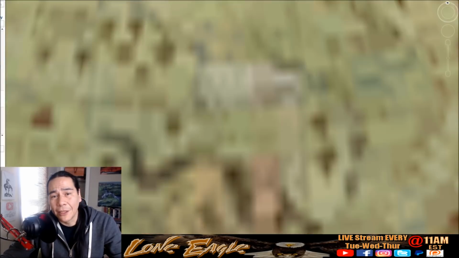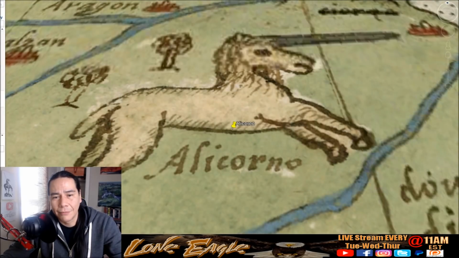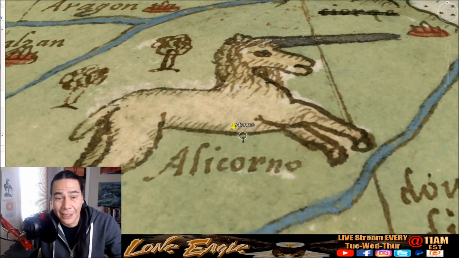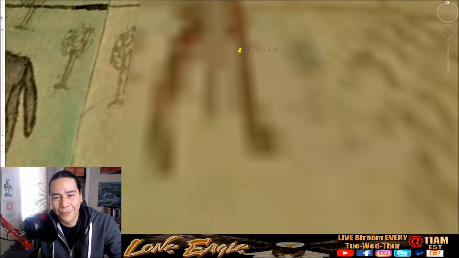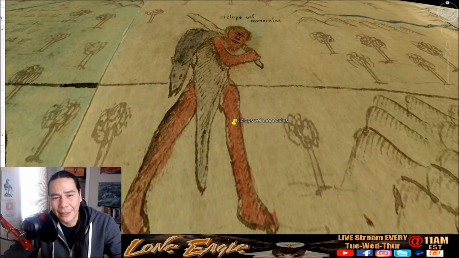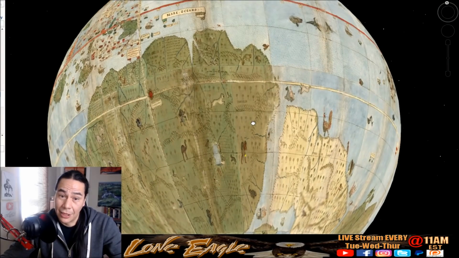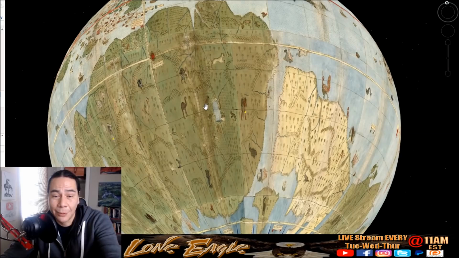And for everybody that's into unicorns, boom, alicorno. You tell me what that's about, all right? We got unicorns on this map. And my favorite so far up to date is this right here. The Cyclops. I can't believe this. This is crazy. There's a Cyclops here on this map. And this would be Australia. And this area would be New Zealand.